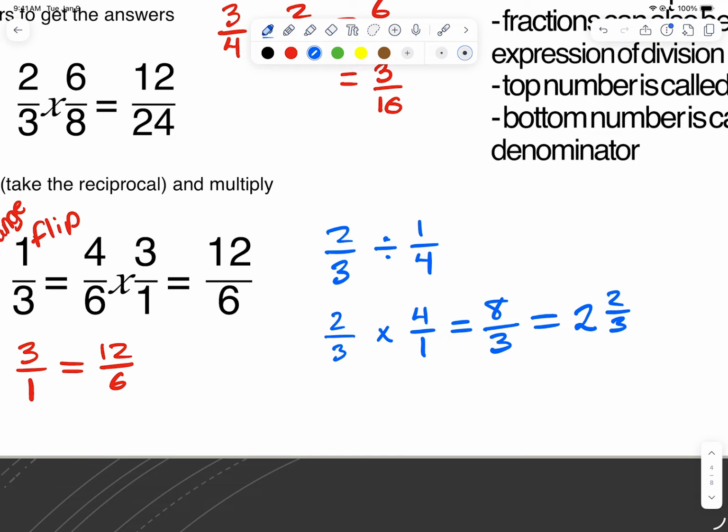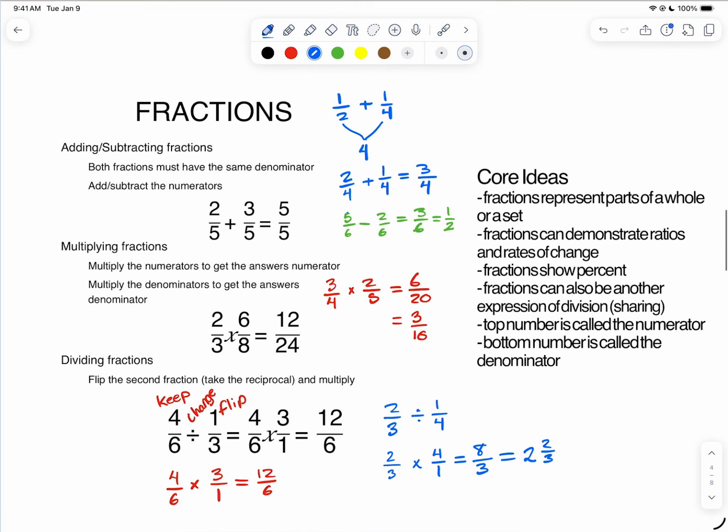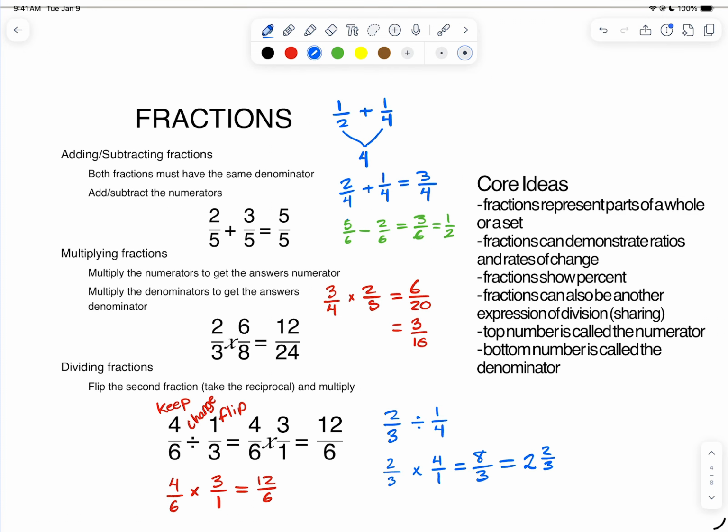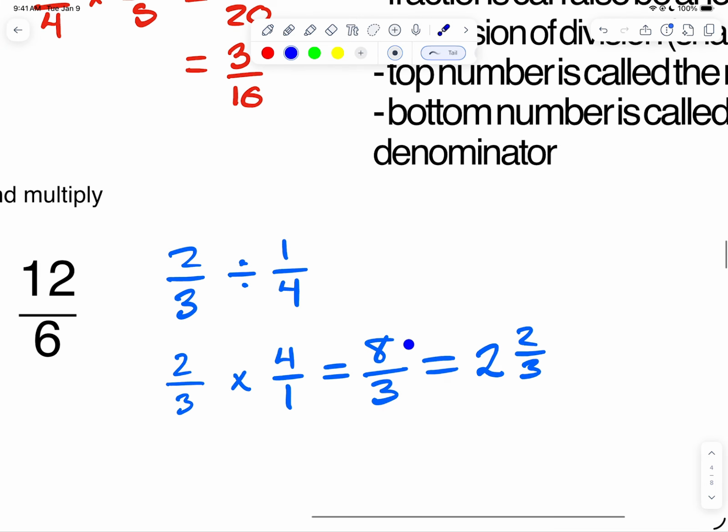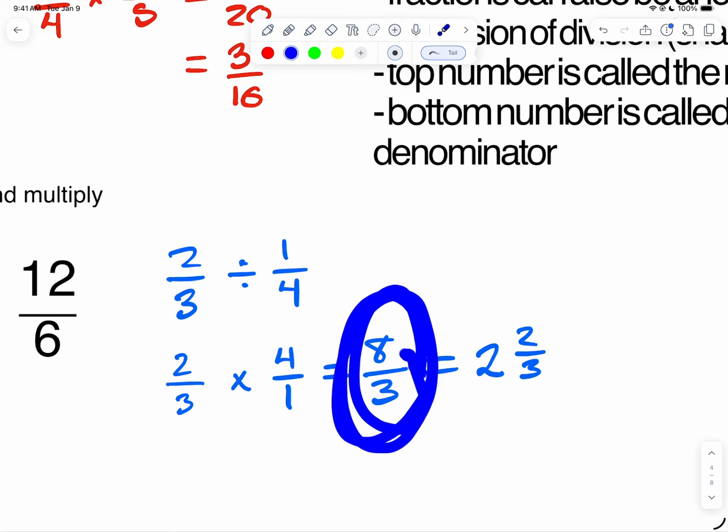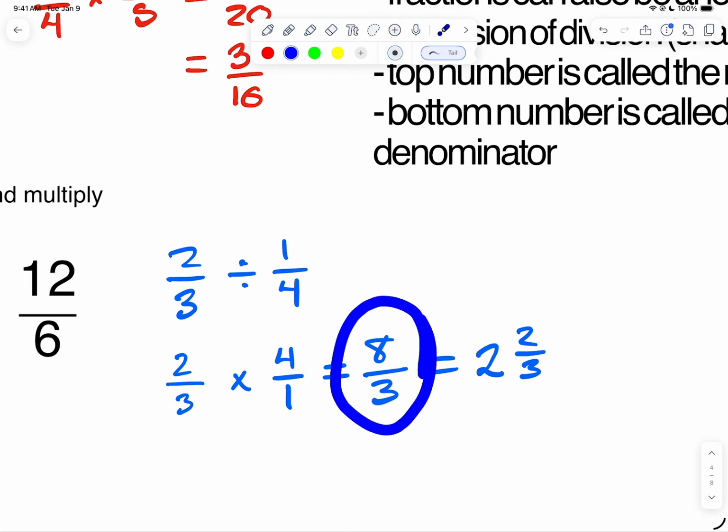So the big fraction review here is, when multiplying, you multiply straight across. When we're adding and subtracting, make sure you have a common denominator first. And when we're dividing, multiply by the reciprocal. And whenever possible, you always want to simplify your answer. In the case of mixed numbers, I'm sorry, we leave it as an improper fraction instead of a mixed number. We want to work with the improper fractions and not the mixed numbers.